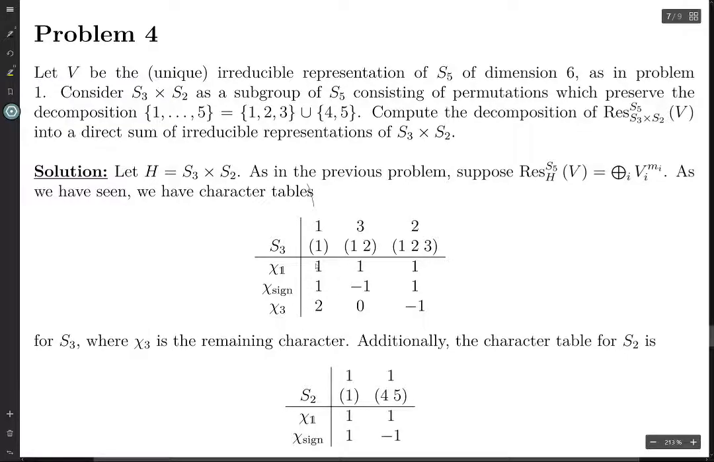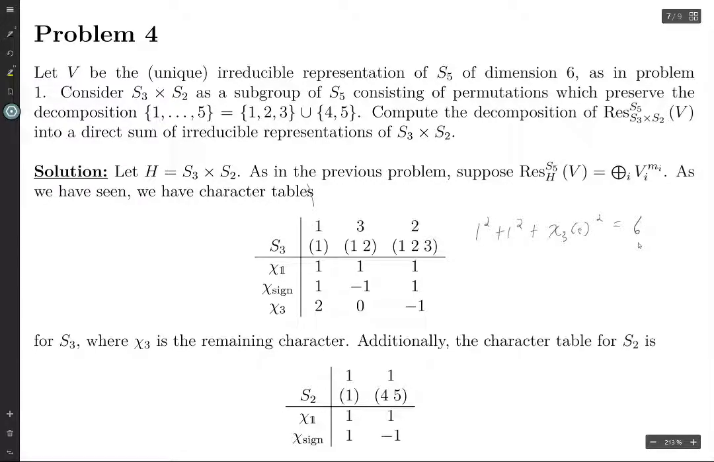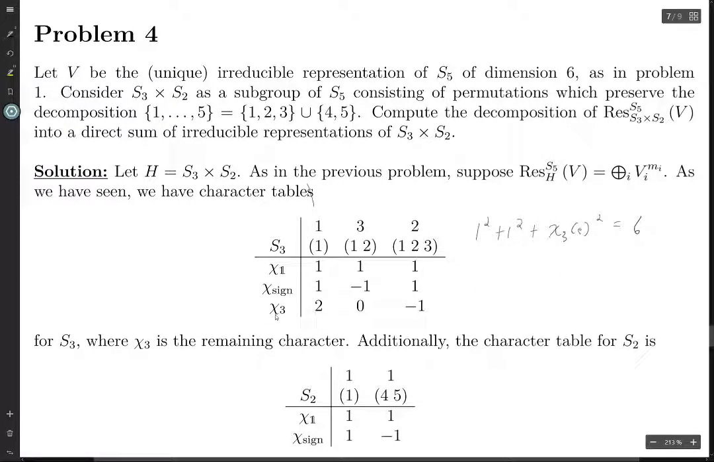If you sum the squares of the entries in this column, it needs to add up to the order of S3. So before we knew this was 2, if we just called it A, well, here we need 1 squared plus 1 squared plus whatever chi sub 3 of E is squared to equal the size of S3. That's 3 factorial, which is 6. And so that means that chi sub 3 of E squared is 4, which means that chi sub 3 of E is 2. And there's nothing special about this 3, it's just the third character in this table. So anyways, this gives us 2.